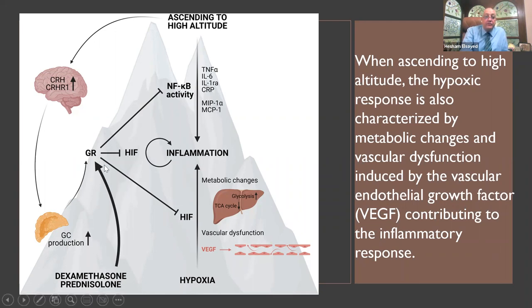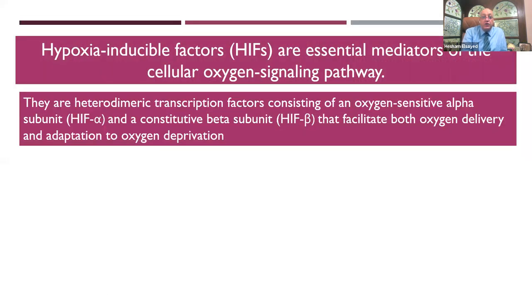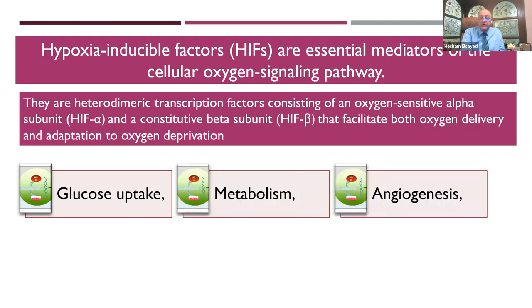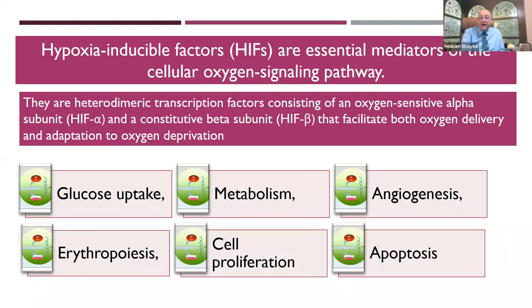Whenever there is hypoxia, prolyl hydroxylase is inhibited, destruction is limited, and there is an increase in the hypoxia-inducible factor molecule that induces erythropoietin release from the kidney as well as from the liver. It is the essential mediator of the cellular oxygen signaling pathway, a heterodimeric transcription factor with an oxygen-sensitive active molecule, the hypoxia-inducible factor alpha. It also controls compensation for the hypoxic state in other ways, not only erythropoietin production. It controls glucose uptake, metabolism, angiogenesis, erythropoiesis, cell proliferation, and apoptosis.